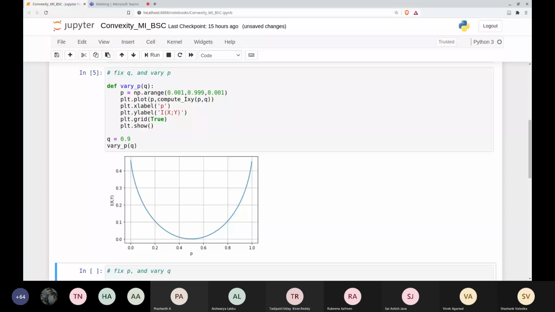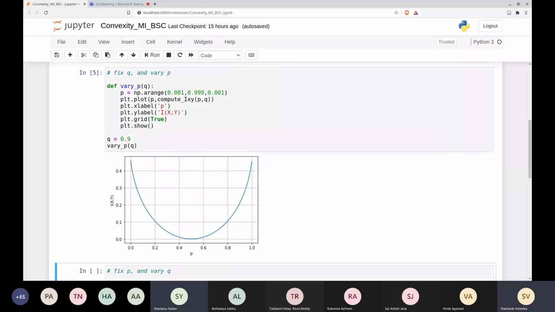Yes, anyone? Hello, sir. Yes. Sir, since it's 1 minus entropy, the capacity is 1 minus entropy. So at P equal to half, entropy is maximum, and therefore the capacity is minimized.